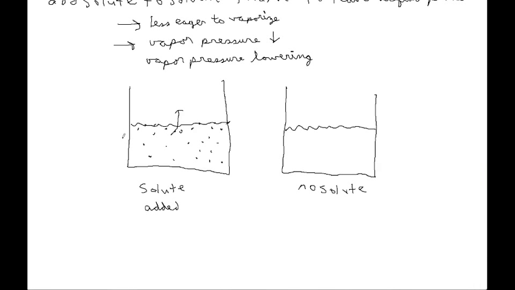But anyway, it's pretty clear to see why the solute lowers the vapor pressure. It just gets in the way and makes it more difficult for the liquid to evaporate, so that we'll end up with less vapor at equilibrium. All right.